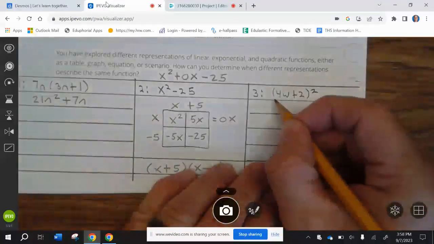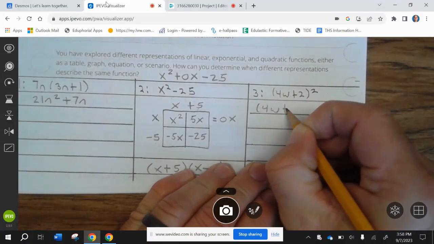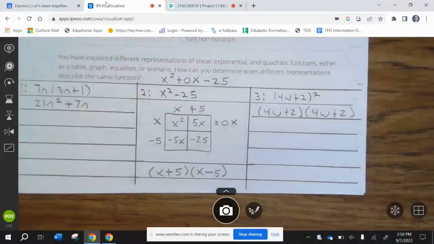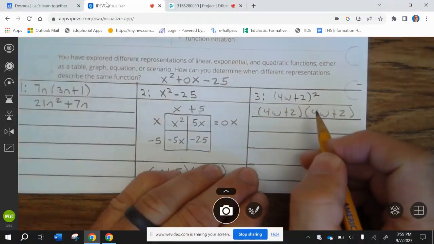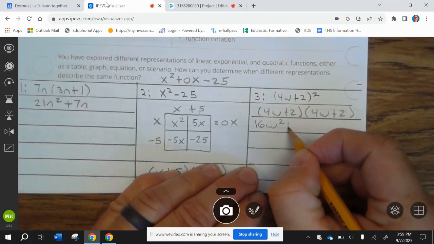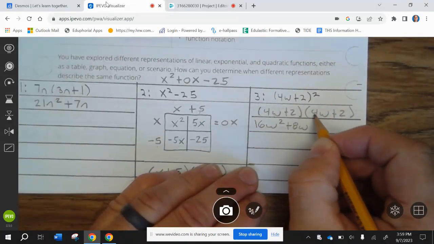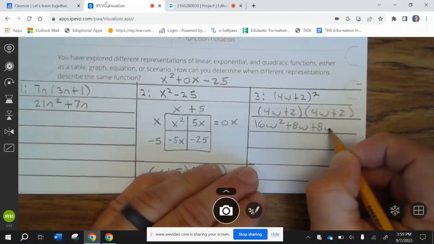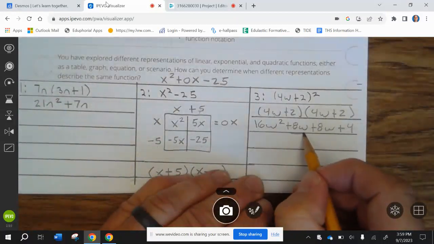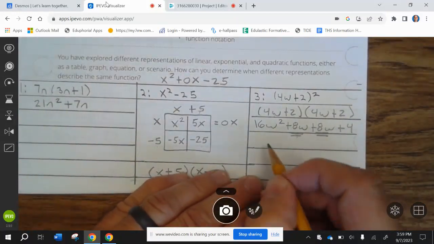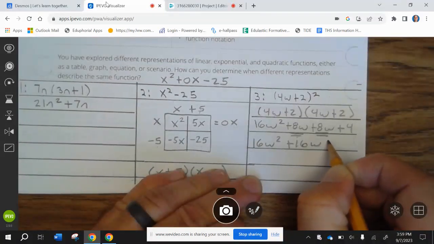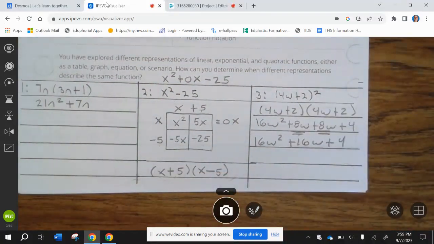All right, so here squared means that's 4w plus 2 times 4w plus 2. So now we FOIL. 4w times 4w is 16w squared. 4w times 2 is 8w. 2 times 4w is plus 8w. 2 times 2 is plus 4. Now we combine terms. 8w and 8w is 16w, so that's 16w squared plus 16w plus 4. All right, go ahead and finish up the warm-up.